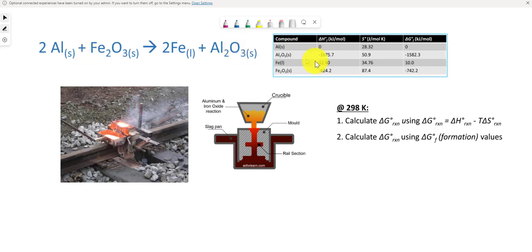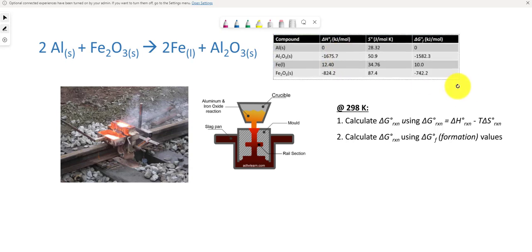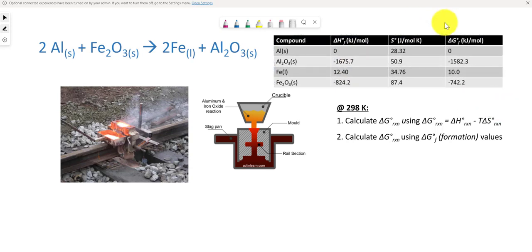And I want to use the table of values here, these standard values, to do two things. I want to be able to calculate what the delta G of reaction is for the reaction as written, using just the typical free energy equation, so delta H minus T delta S. And I want to use the same table, but I want to use just the free energy of formation values to get the same answer, and they should be the same here.